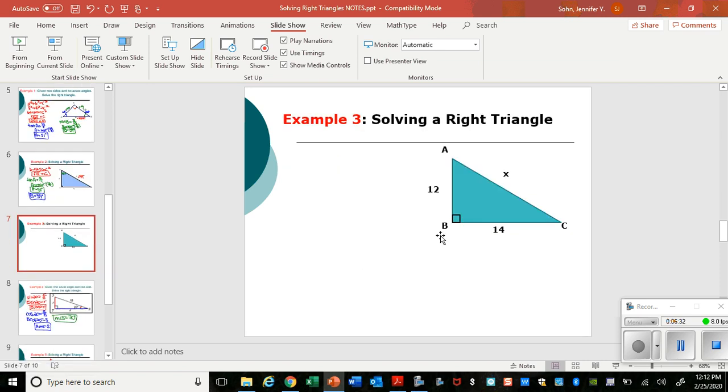I want you to go ahead and solve this for me. Find X and find one angle and then find the other one. So go ahead and do it right here, please.